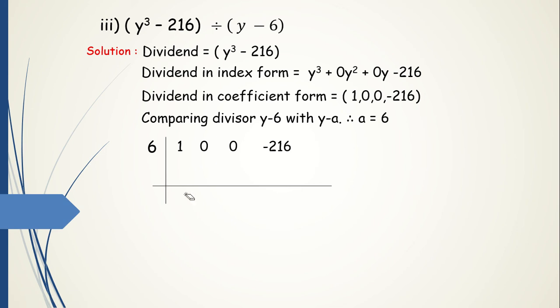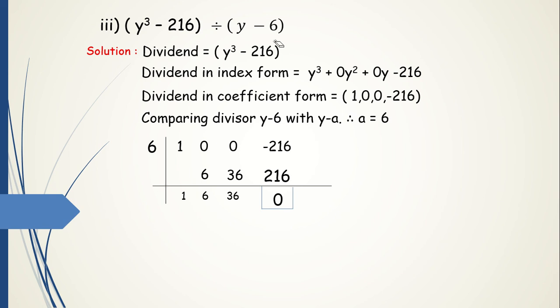Now bring 1 down as it is. 6 into 1 is 6. So we write 6 over there. 0 plus 6 is 6. 6 6s are 36. So we write 36 over here. 0 plus 36 is 36. And 36 into 6 is 216. Minus 216 plus 216 is 0. So we will get 0 over there.